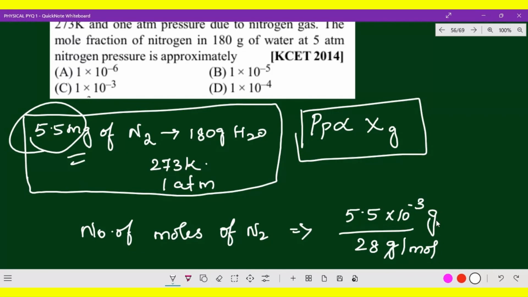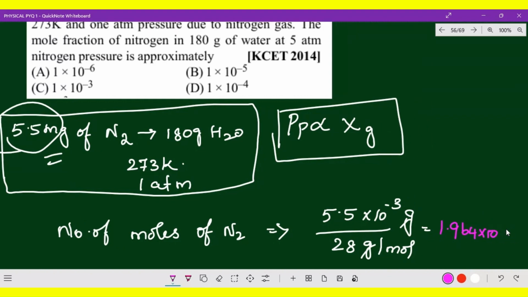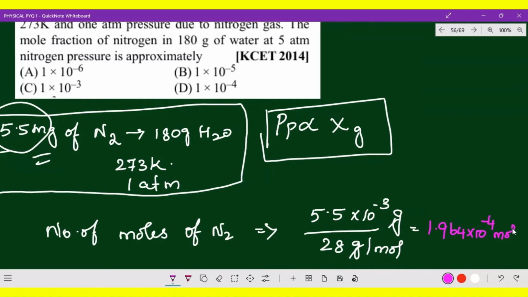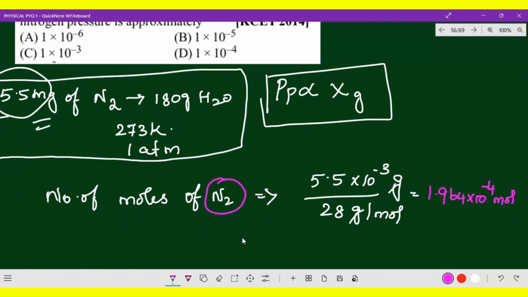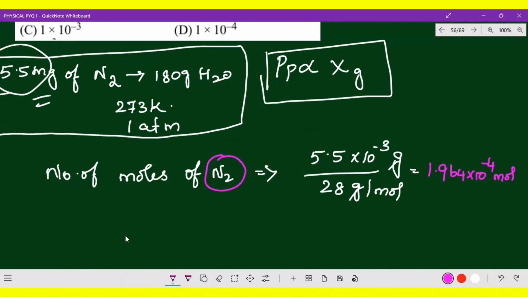So gram and gram will cancel. What answer do you get? Around 1.964 into 10 to the power of minus 4 mole. This is the number of moles of nitrogen gas. Now the number of moles of water, because they are bringing the mole fraction, which is N1 and N2. N1 we got; N2 is the number of moles of water.